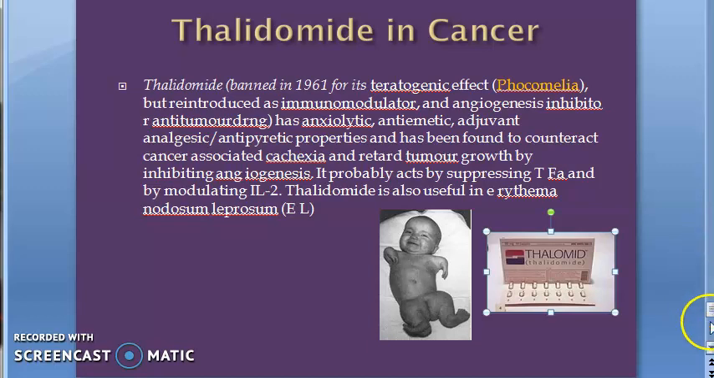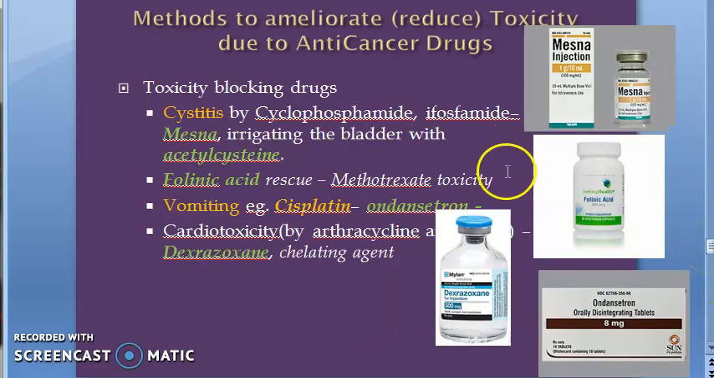Let's revise what we have seen so far in this video. A lot we have seen. Methods to ameliorate or reduce toxicity due to anti-cancer drugs. First of all, you should know the toxicity. Write a brief introduction about toxicity. Then if they have asked you methods to ameliorate toxicity, you can write all these. Mesna, to avoid cystitis. Folinic acid for methotrexate toxicity. Ondansetron to treat nausea and vomiting. Dexrazoxane, a chelating agent, to lessen cardiotoxicity.